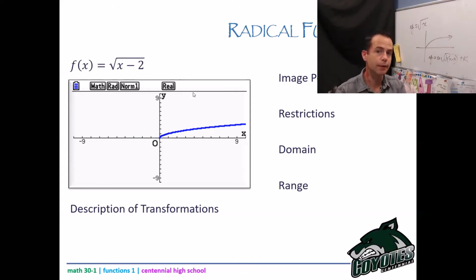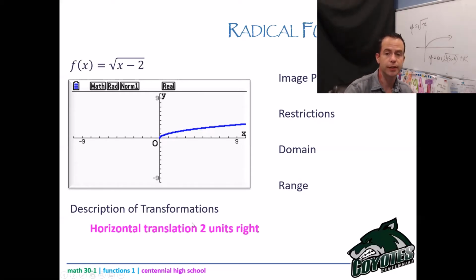Because anytime I replace x with x minus 2, with every function that we did in the last unit, it moved 2 to the right. So this one's no different, right? I've replaced x with x minus 2, I'm moving 2 to the right. So that's a horizontal translation, 2 units to the right. My image point then will be x, y maps to x plus 2, comma y. I moved it 2 to the right.